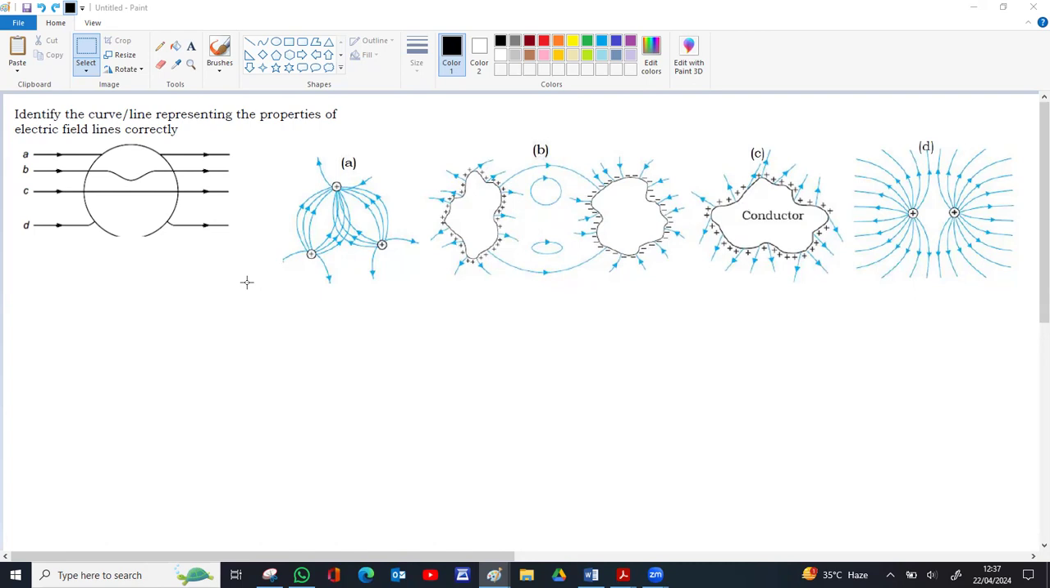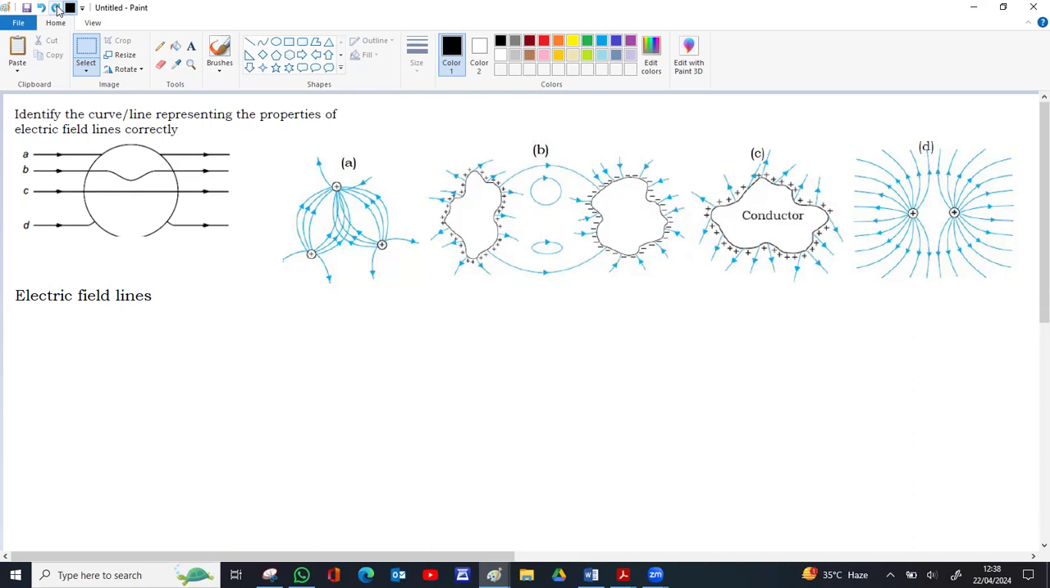So we need to have an idea what an electric field line is and what the basic properties of electric field lines are. Electric field lines represent the path followed by a vanishingly small positive test charge if it is placed under the influence of another source charge or charge system.